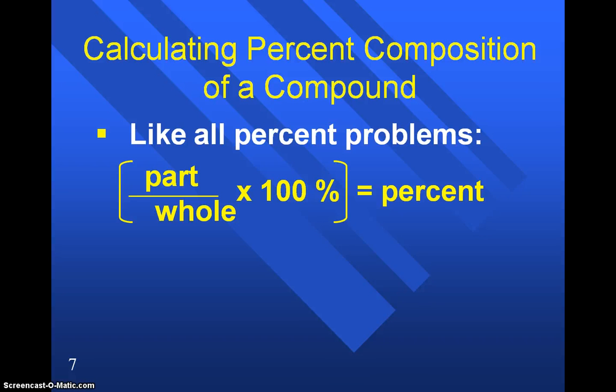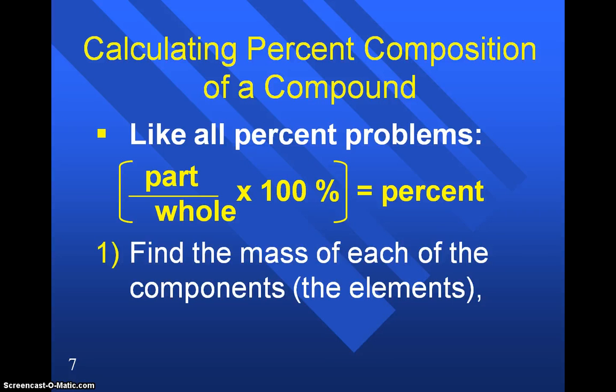So in this video, we're going to start to learn about calculating percent composition. Just as a review, to calculate a percent, you take the part and you divide it by the whole or the total and multiply by 100, and that gives you a percentage.